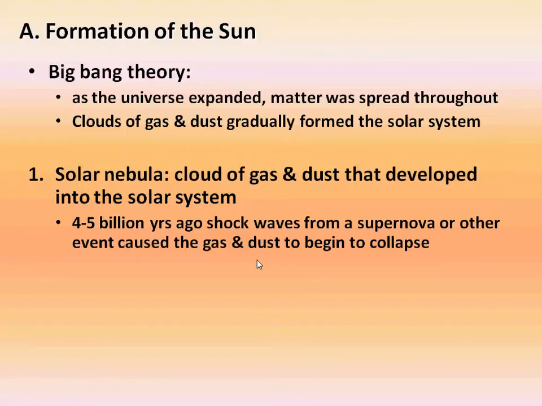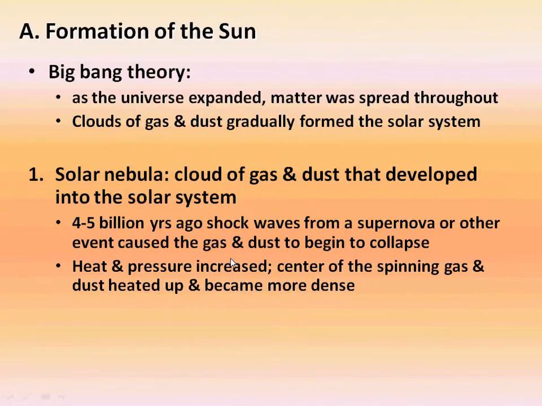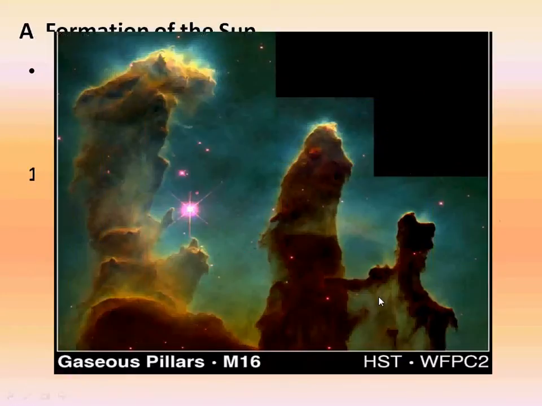4.6, 4.7 billion years ago, we see a supernova, and it causes everything to condense and collapse. And so what do we see? The start of the formation of the solar system. Increased heat, increased pressure, spinning gases. We get high temperatures, and fusion begins. We see a star is born. And so basically, that's when our stars started to shine.